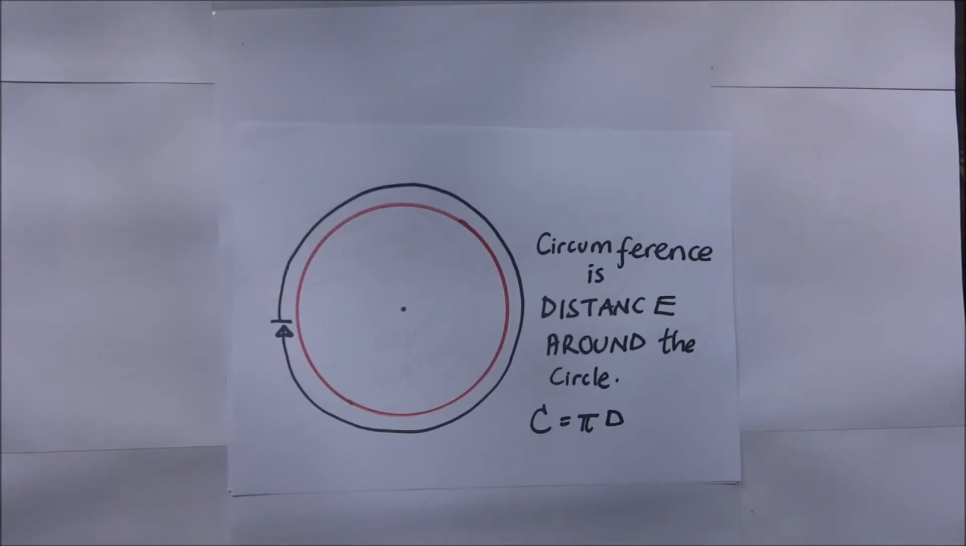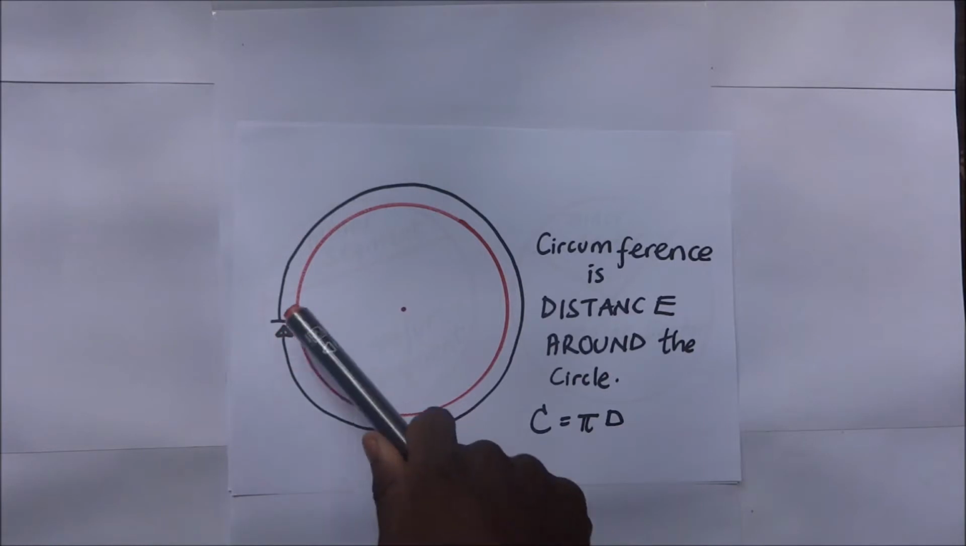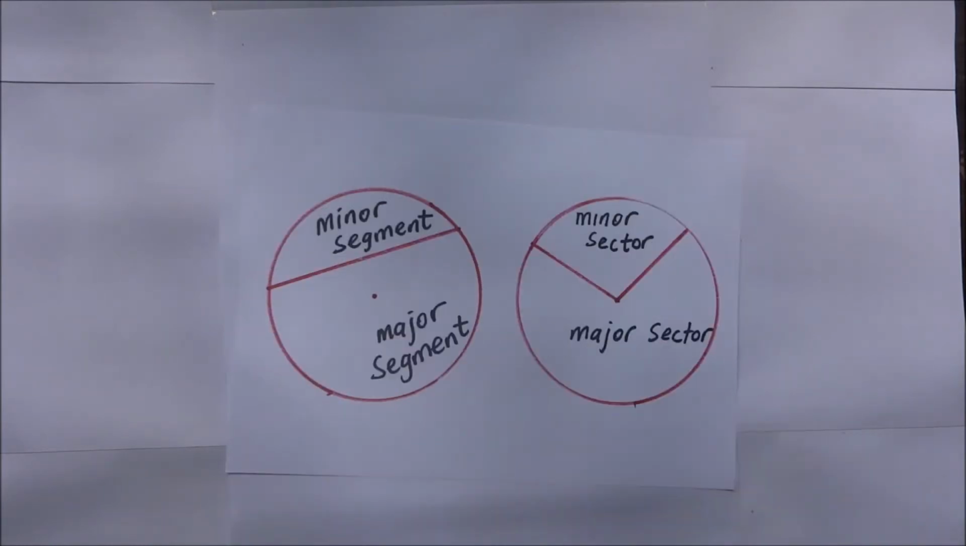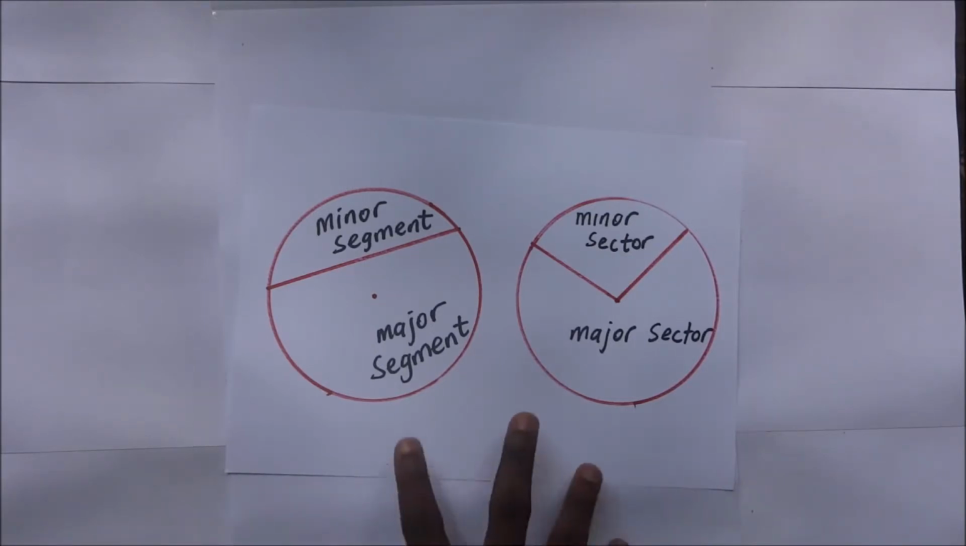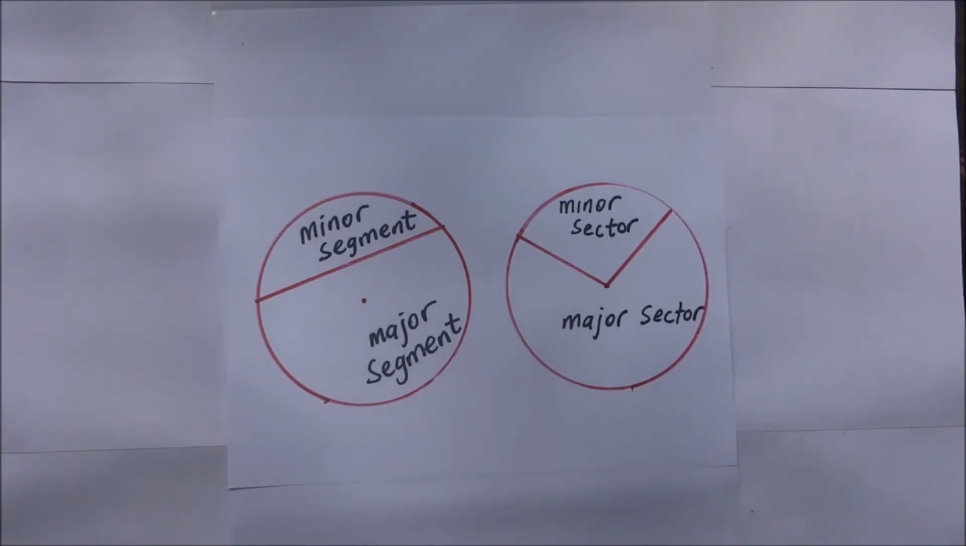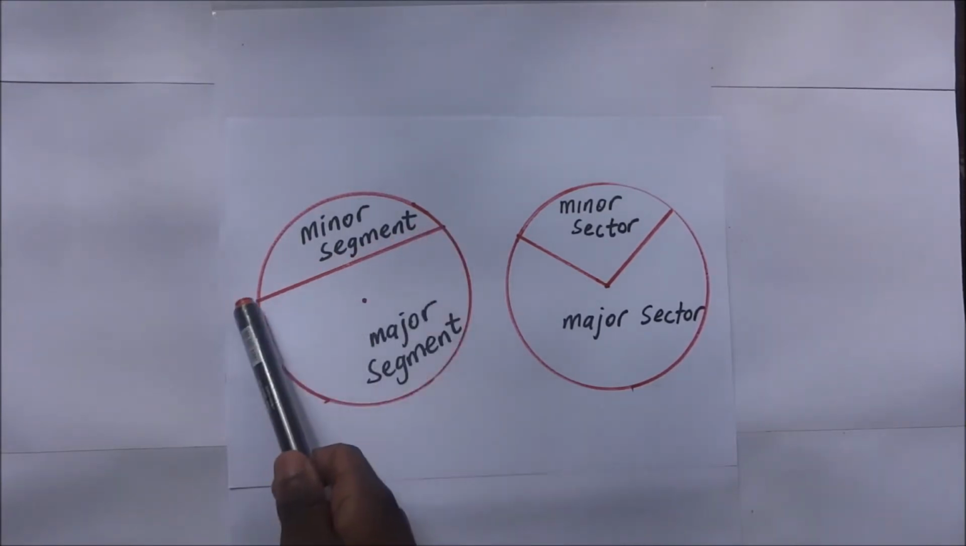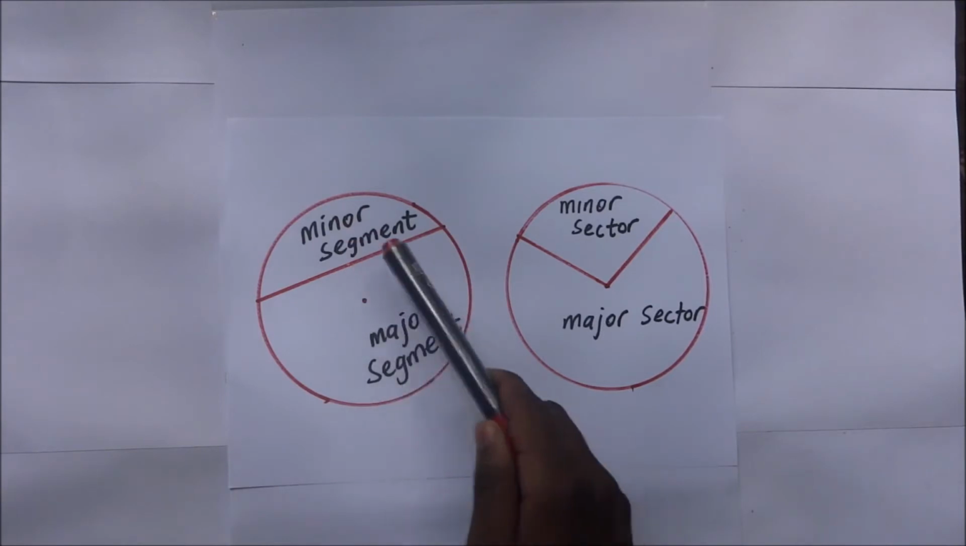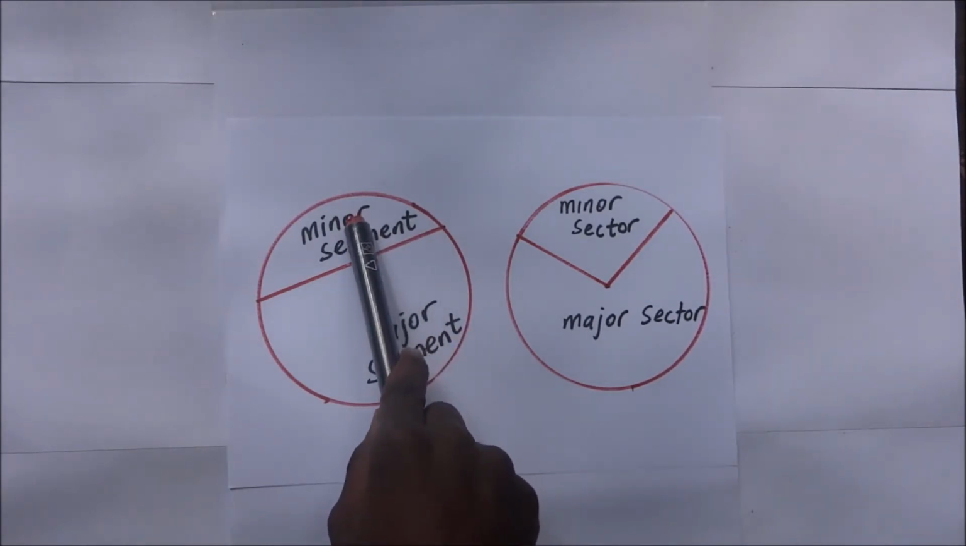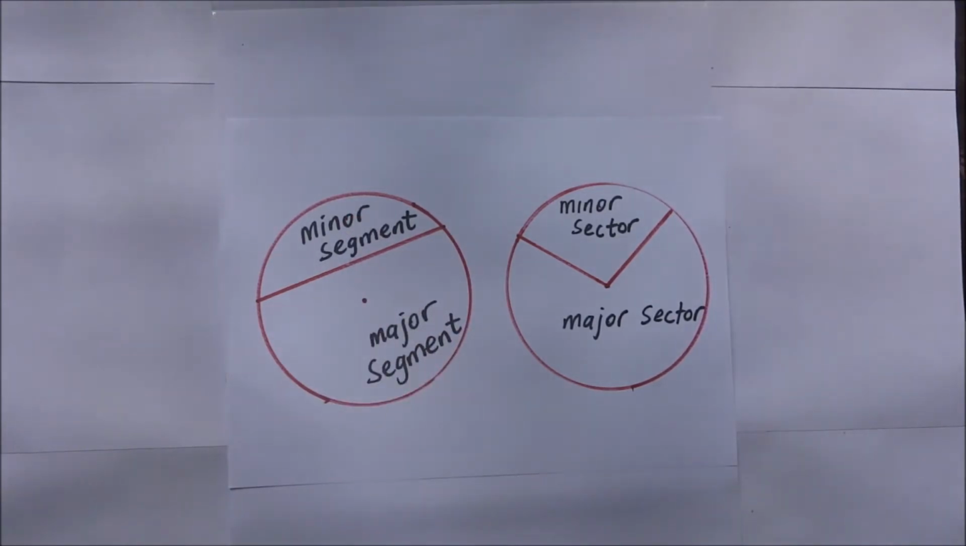Then we have what we call the circumference. The circumference is simply the distance around the circle, or call it the perimeter around the circle. Then we have what we call the sector and the segment. Now a segment is when a chord divides a circle into two, what it creates is a segment. And by definition, a segment is a portion that is cut off by a chord.